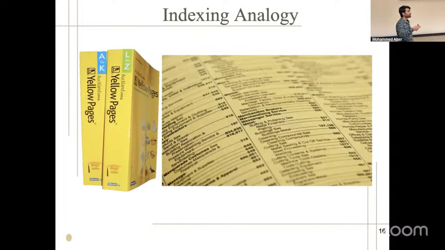So if you want to find one person's phone number, what do you do? You search for the first letter alphabetically, then you check for the second letter. This way, sequentially, you find the name of the person, then you get the phone number, right? So a similar technique is used in read mapping.